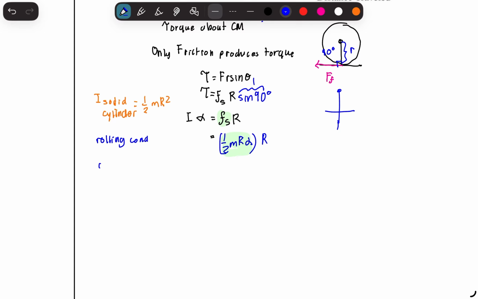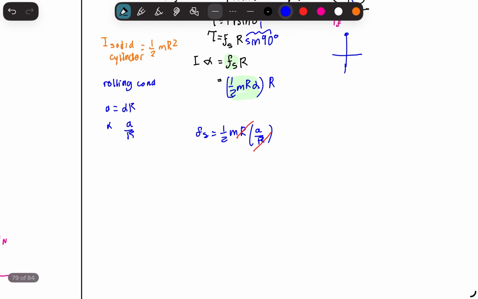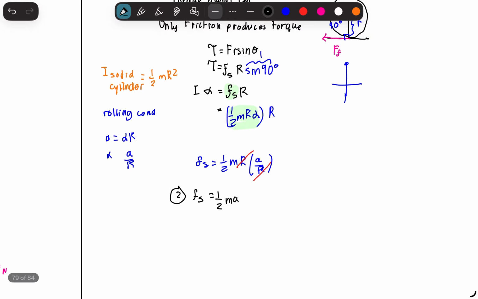Our rolling condition is a equals alpha times R, so alpha is equal to a over R. So our Fs is equal to 1/2 mR times a over R. We can see here that our R cancels out. Because it cancels out, we're just left with Fs is equal to 1/2 ma, and that's going to be our second equation.